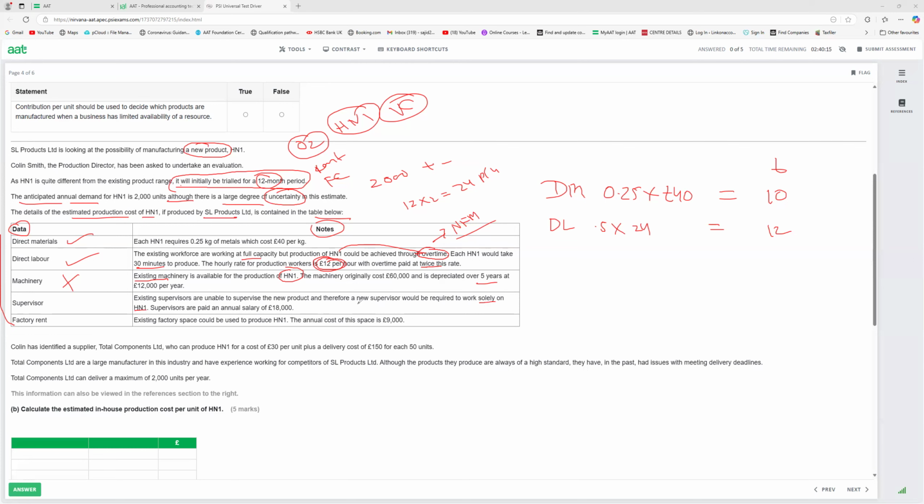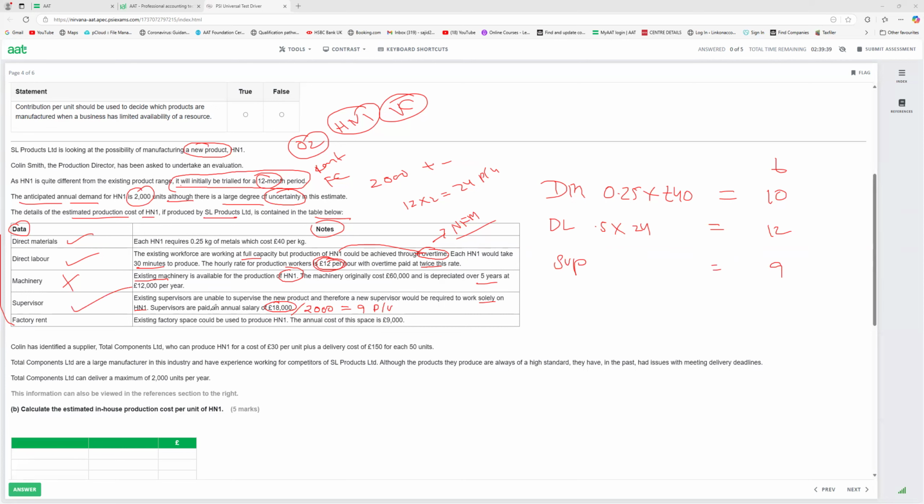Supervisors are paid an annual salary of 18,000. So the annual salary is 18,000 per year, but we are looking at the cost per unit. In a year, how many units are we going to make? 2,000. So 18,000 is the cost for the whole year, and for the whole year our plan is to make 2,000 units. So 18,000 divided by 2,000 gives me 9 per unit. So the supervisor costs 9 per unit.